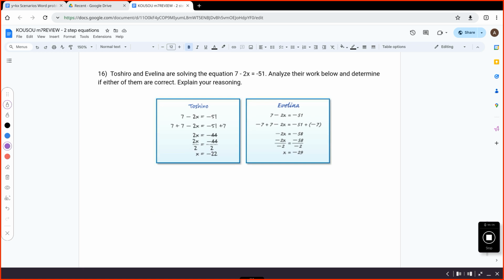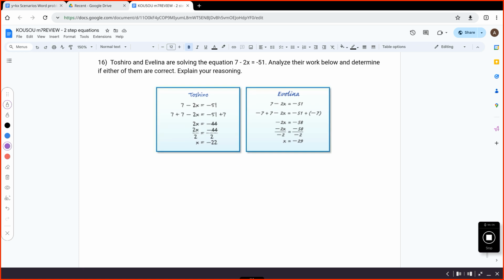All right, moving on. Toshiro and Evelina are solving the equation 7 minus 2x equals negative 51. Analyze their work below and determine if either of them are correct. So let's see here. I think the easiest way to do any of these kinds of problems is to solve it correctly on your own first and then see what you're supposed to do. So here's our equation. 7 minus 2x equals negative 51.